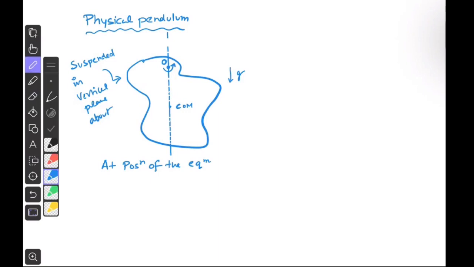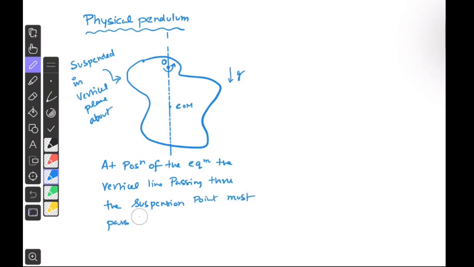At the position of equilibrium, the vertical line passing through the suspension point must pass through the center of mass or center of gravity, because then only I can have net torque 0, no?